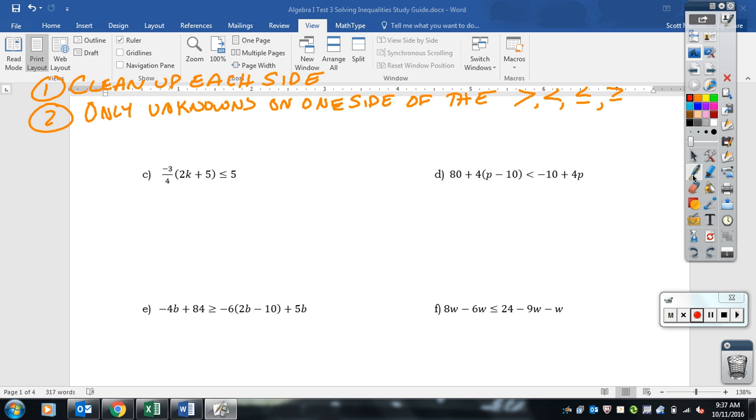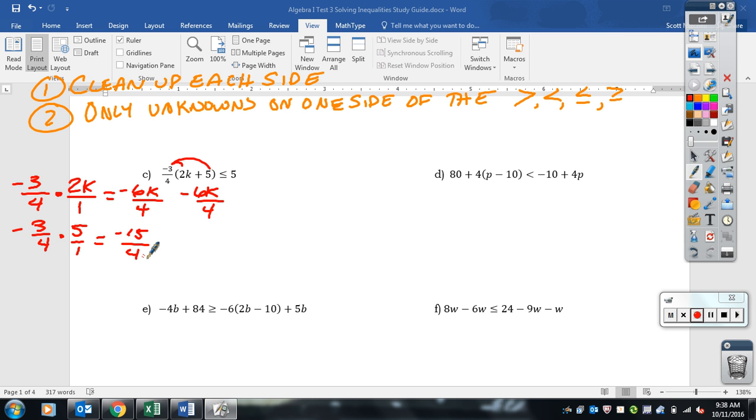I'm just going to distribute the negative 3/4 out. Negative 3/4 times 2k. Again, you guys have really messed up with fractions. Fractions are not that hard. We're doing one of them at a time. 2k is 2k over 1. This is negative 6k all over 4. Negative 3/4 times 5, which is really 5 over 1. 3 times 5 is negative 15, 4 times 1 is 4. So it's negative 15 all over 4 is less than or equal to 5.